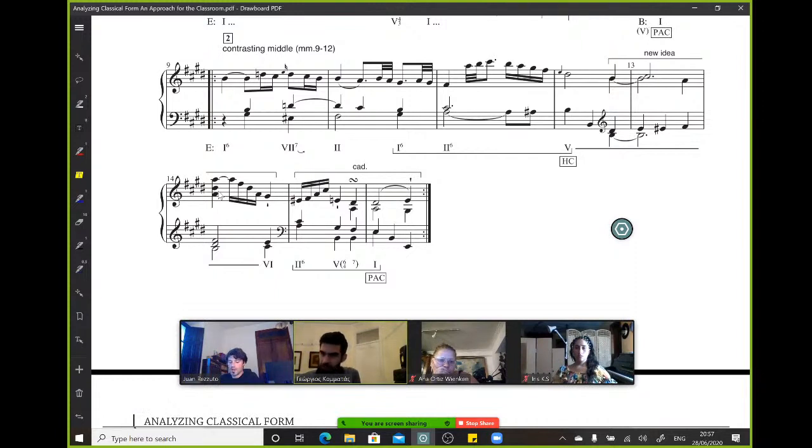So then I would like to show you a couple of examples of deceptive cadences which have the repetition of a continuation cadential idea. Yeah. So let me see. Can you, Georgios, find the 610, please?